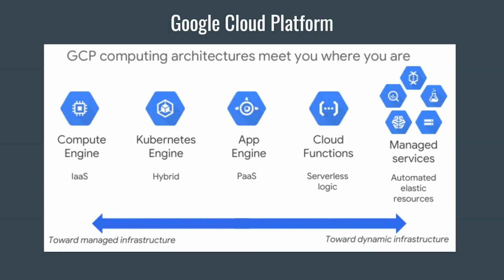When we talk about virtual machines, we have Compute Engine, and when we talk about Kubernetes, we talk about App Engine, we talk about Cloud Functions, and these all are... And then there are two arrows. One says toward managed, towards dynamic infrastructure.